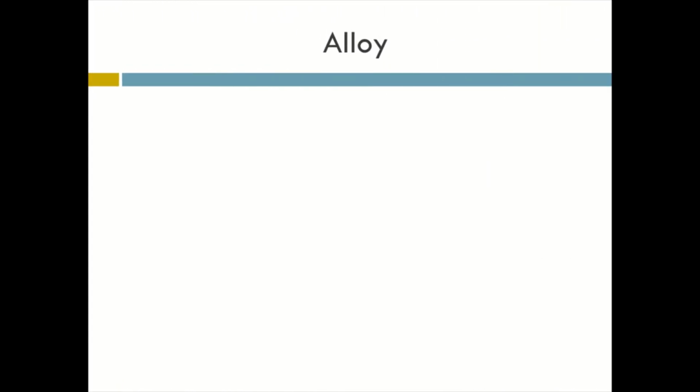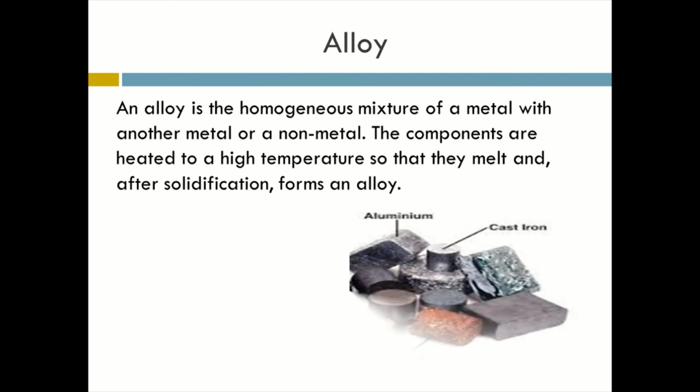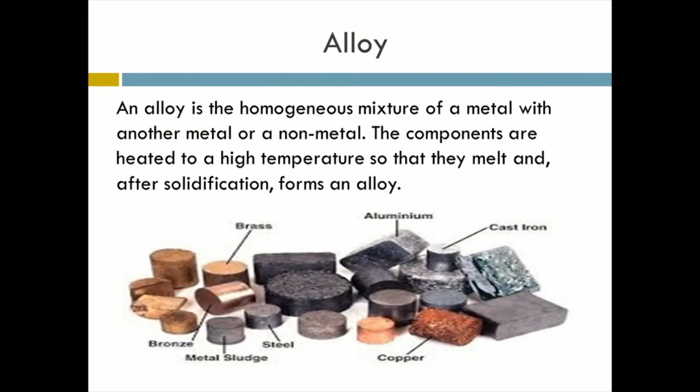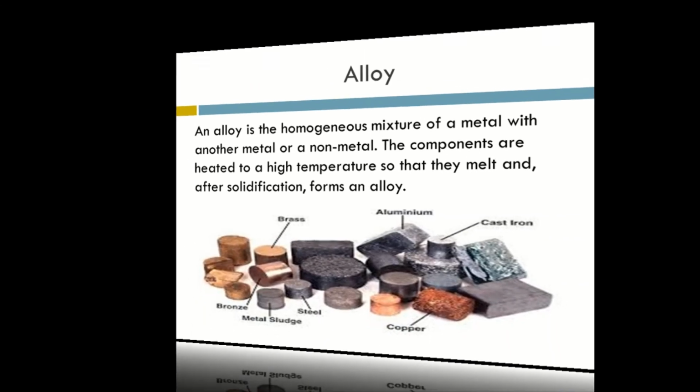Alloy. An alloy is the homogeneous mixture of a metal with another metal or a non-metal. The components are heated to a high temperature so that they melt and after solidification form an alloy. Examples of alloys are brass, aluminium, cast iron, bronze, metal sludge, steel, copper, stainless steel, etc.